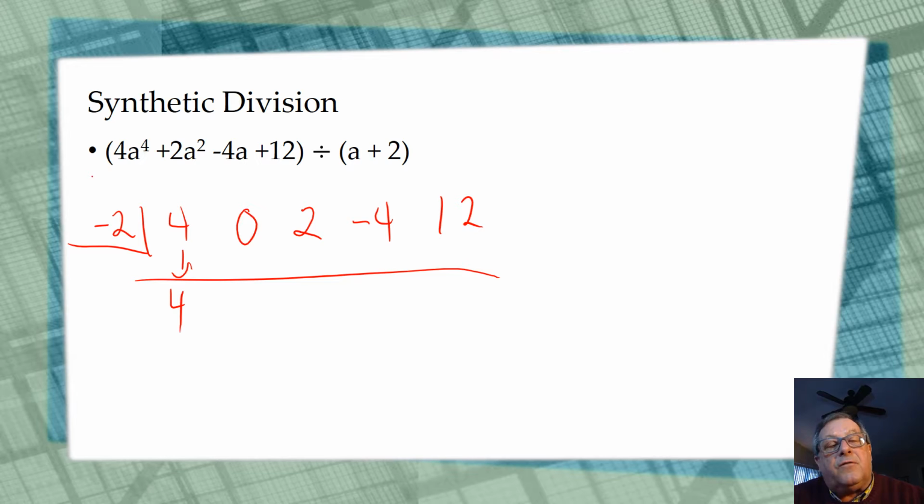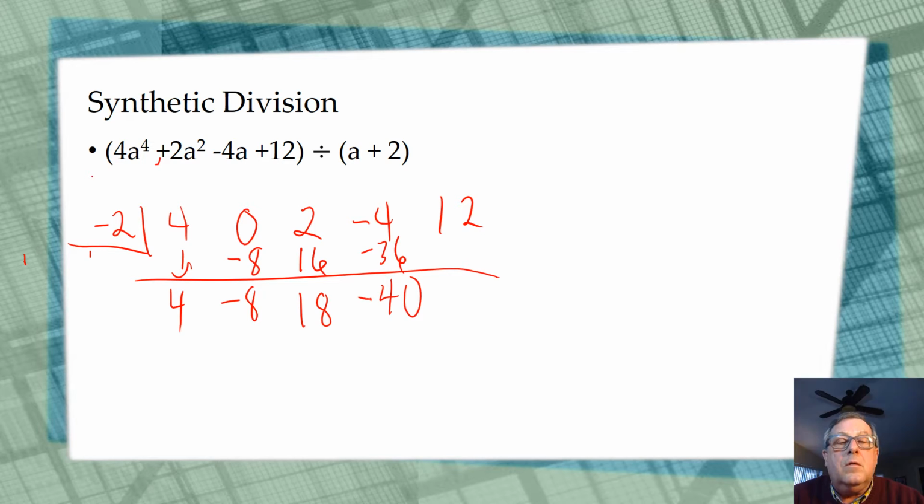So let's see, negative 2 times 4 is negative 8. 0 plus negative 8 is negative 8. Negative 2 times negative 8 is 16. 2 plus 16 is 18. And let's see what we got here. Negative 2 times 18 is negative 36. Negative 4 and negative 36 is negative 40. And negative 2 times negative 40 is positive 80.